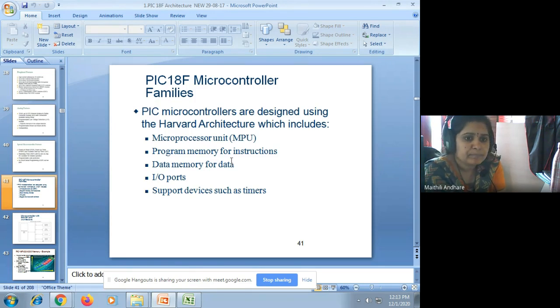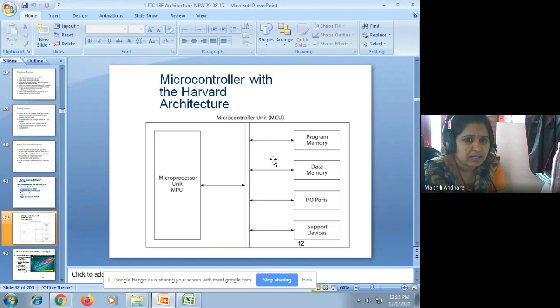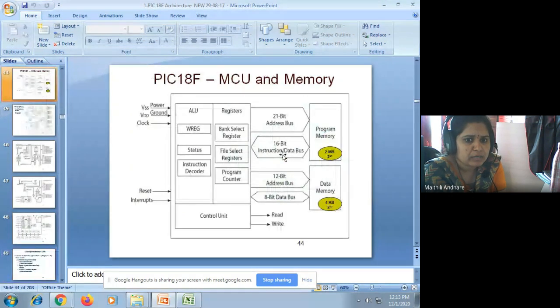So this is the basic block diagram of the PIC microcontroller. Then we have seen the microcontroller and the memory, some of the registers, ALU, WREG, that is the working register, and the status register. A number of registers are available, and as this is a Harvard architecture, program memory and data memory are different. For that purpose, different address buses and data buses are available. That is different from the 8051 microcontroller.